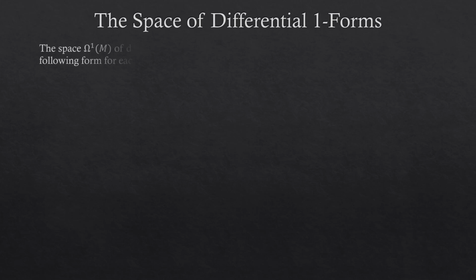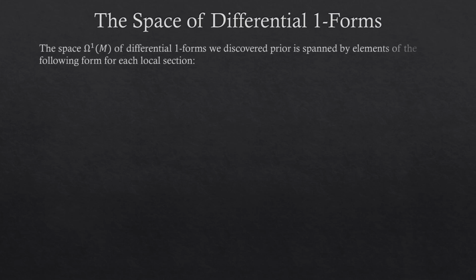Now we'll get more specific with the space of differential one-forms. And this space that we discovered prior is spanned by the elements of the following form for each local section. We'll call this V star, where star refers to the dual of the vector space. In this case, this is a covector space or a dual vector space. And this sums over all i of the covariant vectors with the exterior derivative.